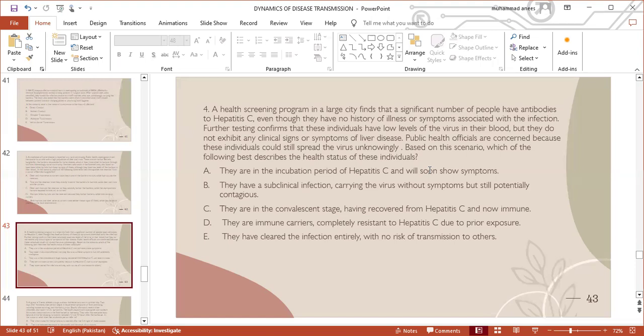Based on this scenario, which of the following best describes the health status of these individuals? A, they are in the incubation period of hepatitis C and will soon show symptoms. B, they have a subclinical infection, carrying the virus without symptoms but still potentially contagious. C, they are in the convalescent stage, having recovered from hepatitis C and now immune. D, they are immune carriers, completely resistant to hepatitis C due to prior exposure. E, they have cleared the infection entirely with no risk of transmission to others.